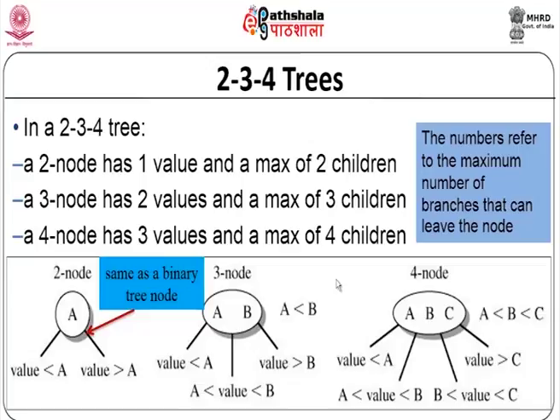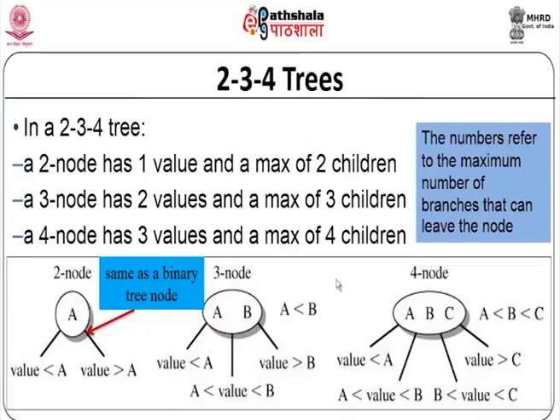The 4 node is the same as the 2 3 node, nothing else. Now, a 4 node has 3 values A, B, C, such that A is less than B is less than C, and so now we will have 4 children. Let us call them left, middle left, middle right and right. The left child has value less than A, the middle left child has value greater than A but less than B, the middle right child has value greater than B but less than C, and the right child has value greater than C. This is all that we are talking about.